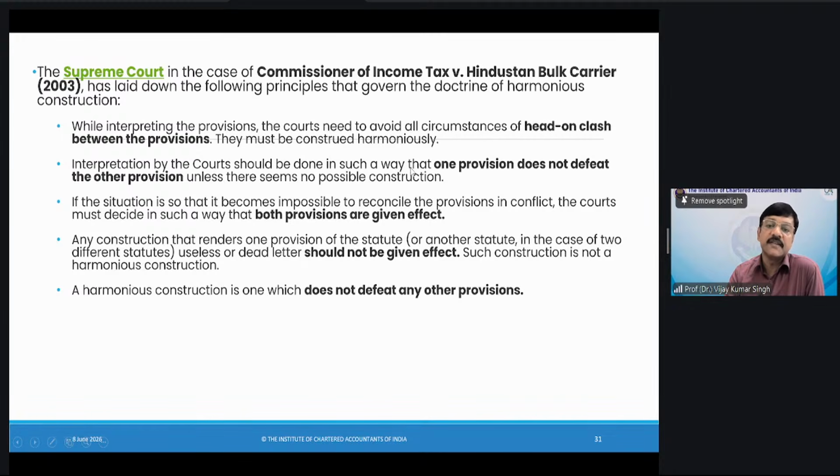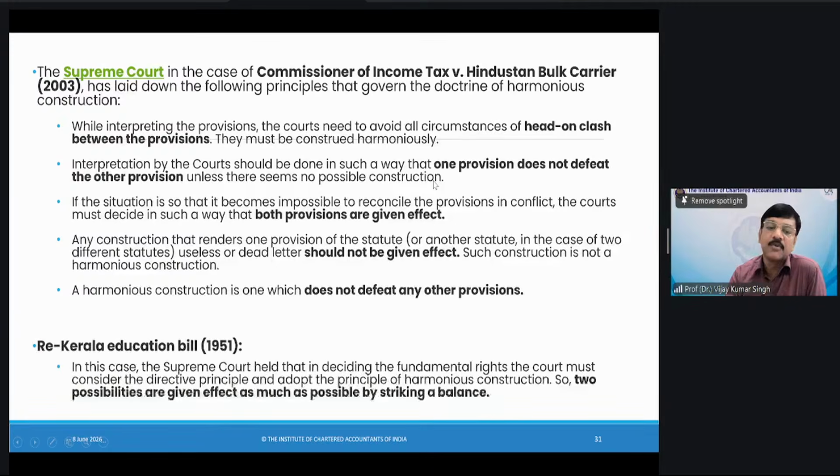Interpretation by the court should be done in such a way that one provision does not defeat another provision, unless there seems to be no possible construction of these two. If the situation is so that it becomes impossible to reconcile the provisions in conflict, the courts must decide in such a way that both provisions are given effect to. Any construction that renders one provision of the statute dead should not be permitted. Harmonious construction is one which does not defeat any other provisions.